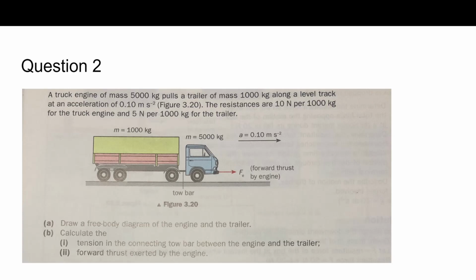For question 2, we can see that there is a truck pulling a trailer. As we move forward, it faces resistance from friction. In these types of questions, it is always better to draw a free body diagram first, even if the question does not ask for it, as it will help you to visualize the situation better.